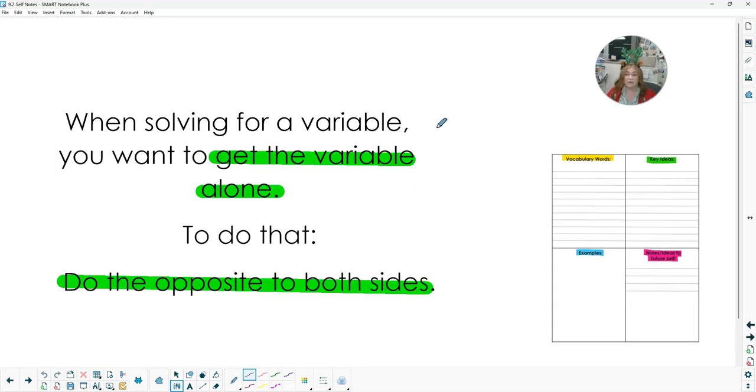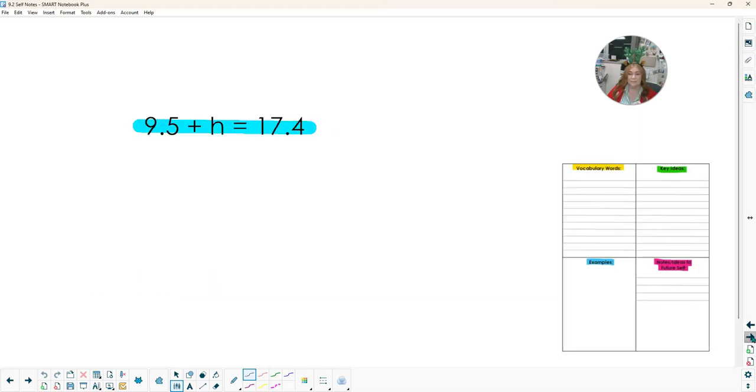So as we are solving for a variable, we want to get the variable alone. We want to make it be by itself so that we have an answer. So C will equal this, J will equal that. And to do that, we have to do the opposite to both sides. This is the proof I will be looking for. This is the phrase we're going to say a million times. You have to do the opposite to both sides.